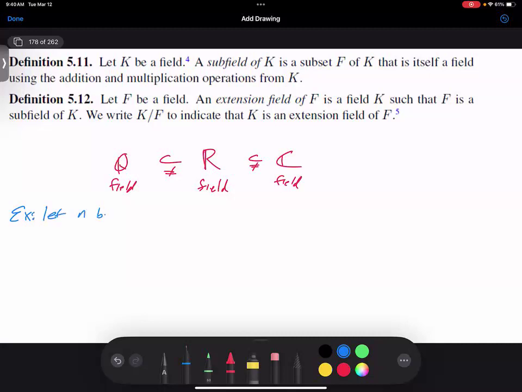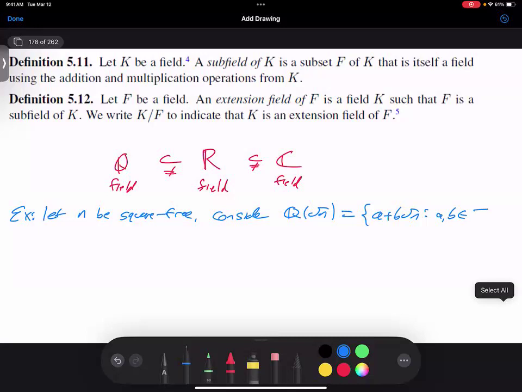let n be square free, and let's consider Q adjoin square root of n, which is going to be all things of the form a plus b root n, where a and b are rational numbers. So we're looking at all things of the form a plus b root n. So do you think this is a field? What's the only property that might be difficult, if you want to show that this is a field?